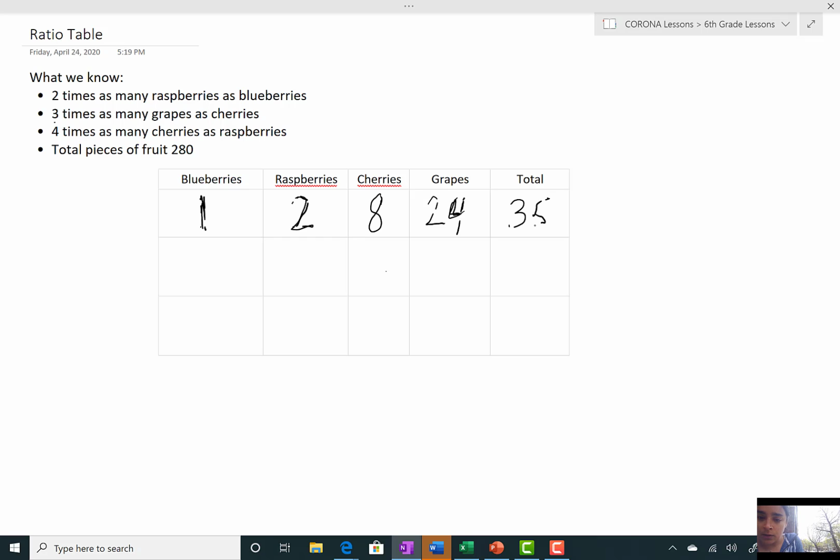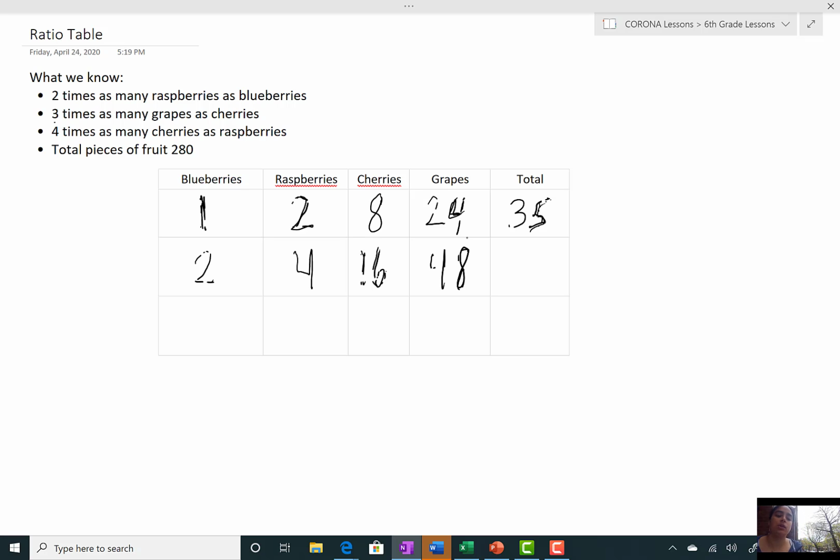We are still nowhere near our total of 280 pieces of fruit. So why don't we try doubling that? We're going to double every line because the ratios have to be equivalent. So if I have 2 blueberries, I'm going to have 4 raspberries. I'm going to have 16 cherries, 48 grapes. I just doubled it.